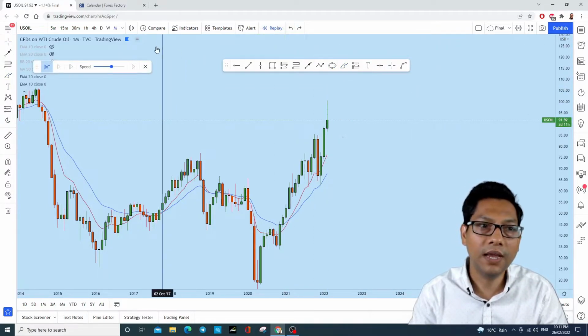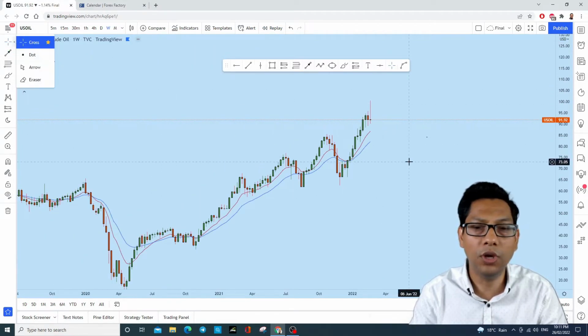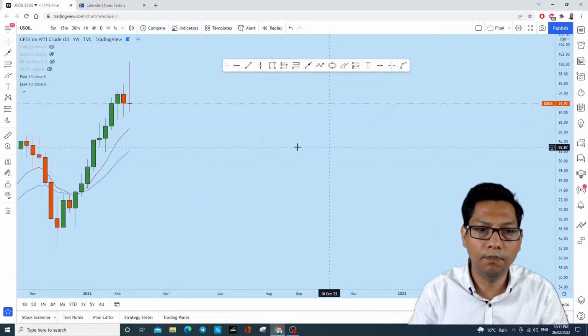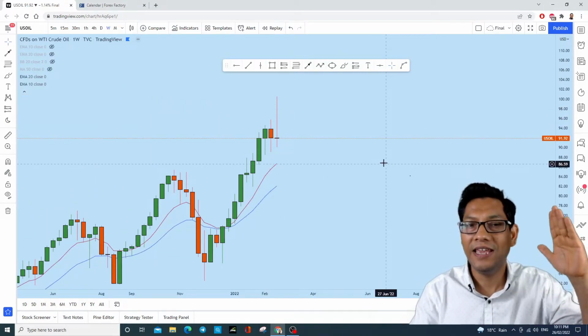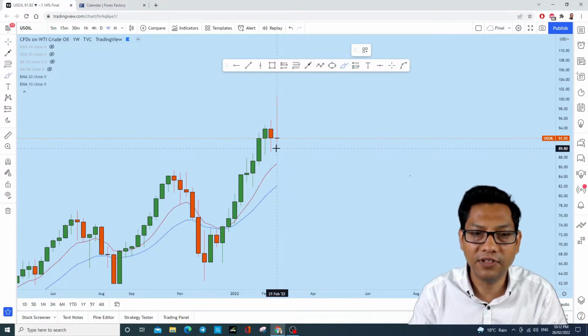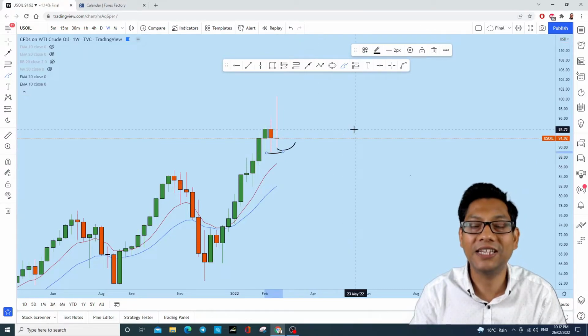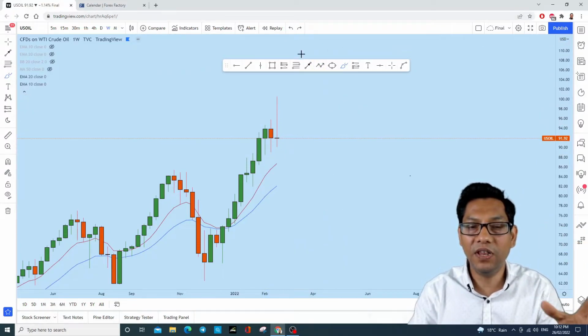So let's see on the weekly how the price action is forming. Okay, now on the weekly we see a strong bullish price action. What kind of price action is this? This is a gravestone doji. Now if you see this kind of gravestone doji, it has created a higher low. Guys, this is a very important price action.